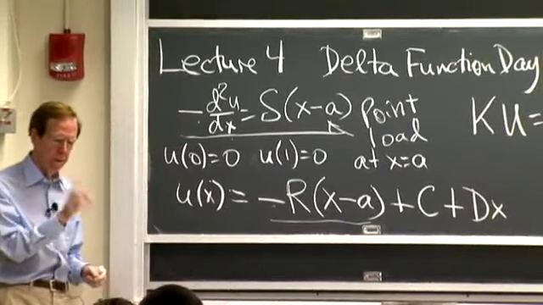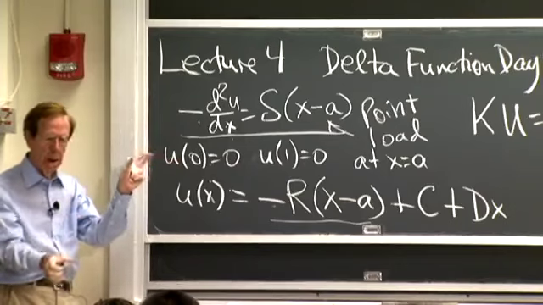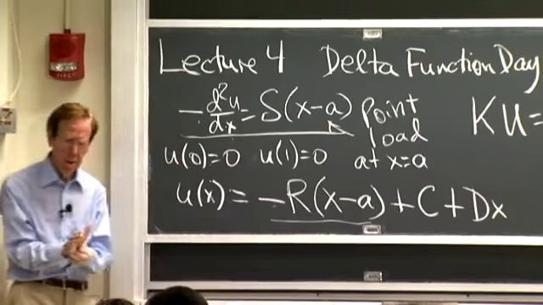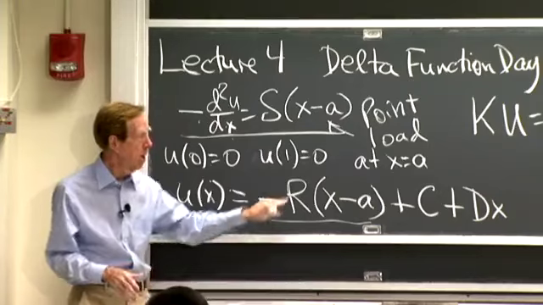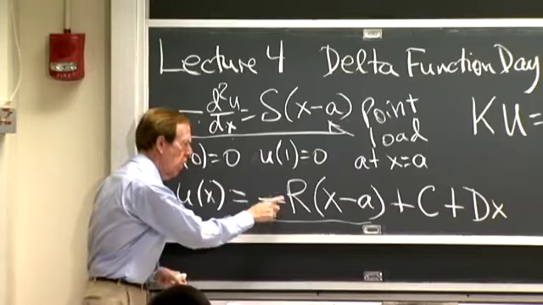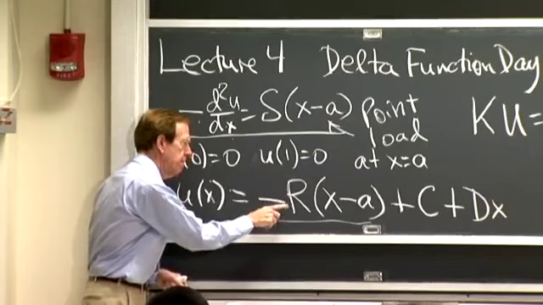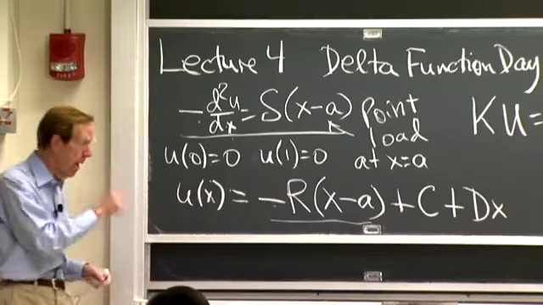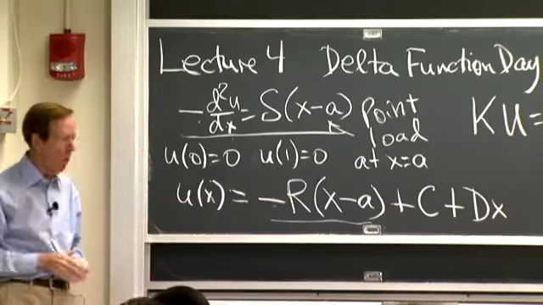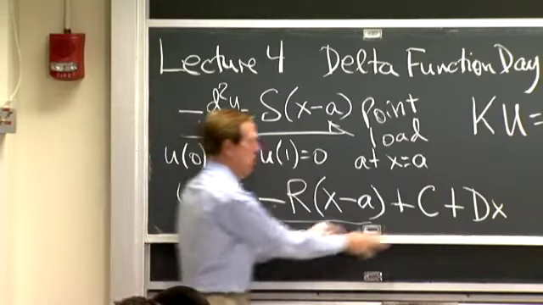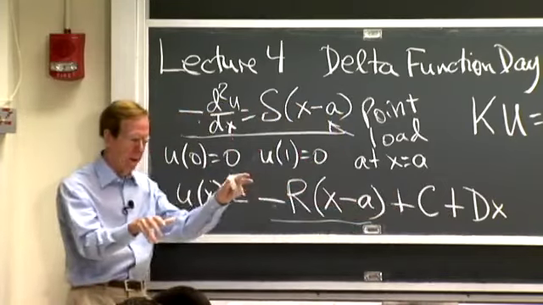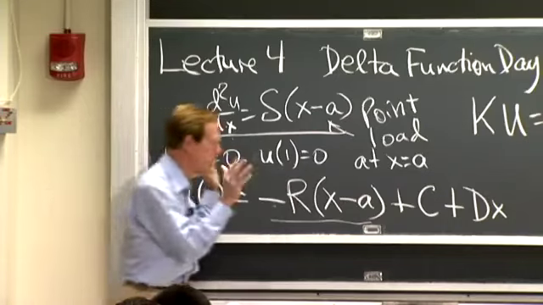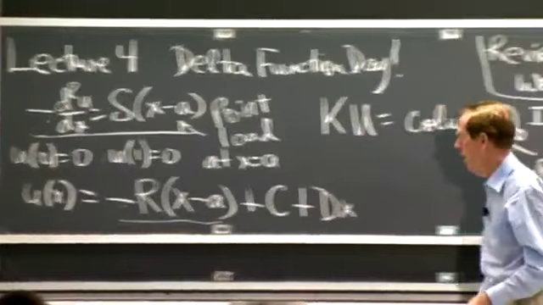Its derivative goes from 0 to minus 1. The slope of this guy drops by 1 because of the minus sign. The slope of minus the ramp function starts at 0 and drops by 1. And what this is going to do is take that ramp and adjust it to go through the fixed ends. So let's just do it. What are C and D?